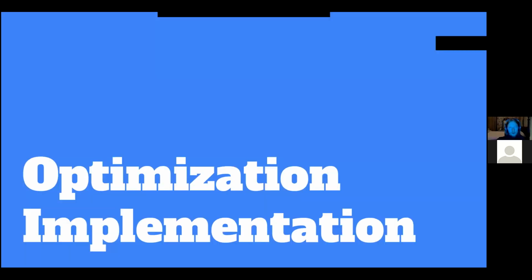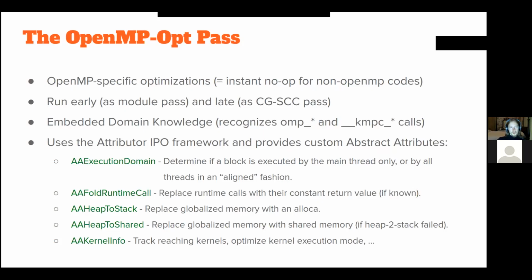So the way we actually implemented these optimizations was in the OpenMP opt pass, as mentioned previously. This pass contains OpenMP specific optimizations. We run it early as a module pass, and then again late as a call graph pass. To do these optimizations, we use embedded domain knowledge of all of the OpenMP runtime calls to map the original OpenMP semantics to the IR.